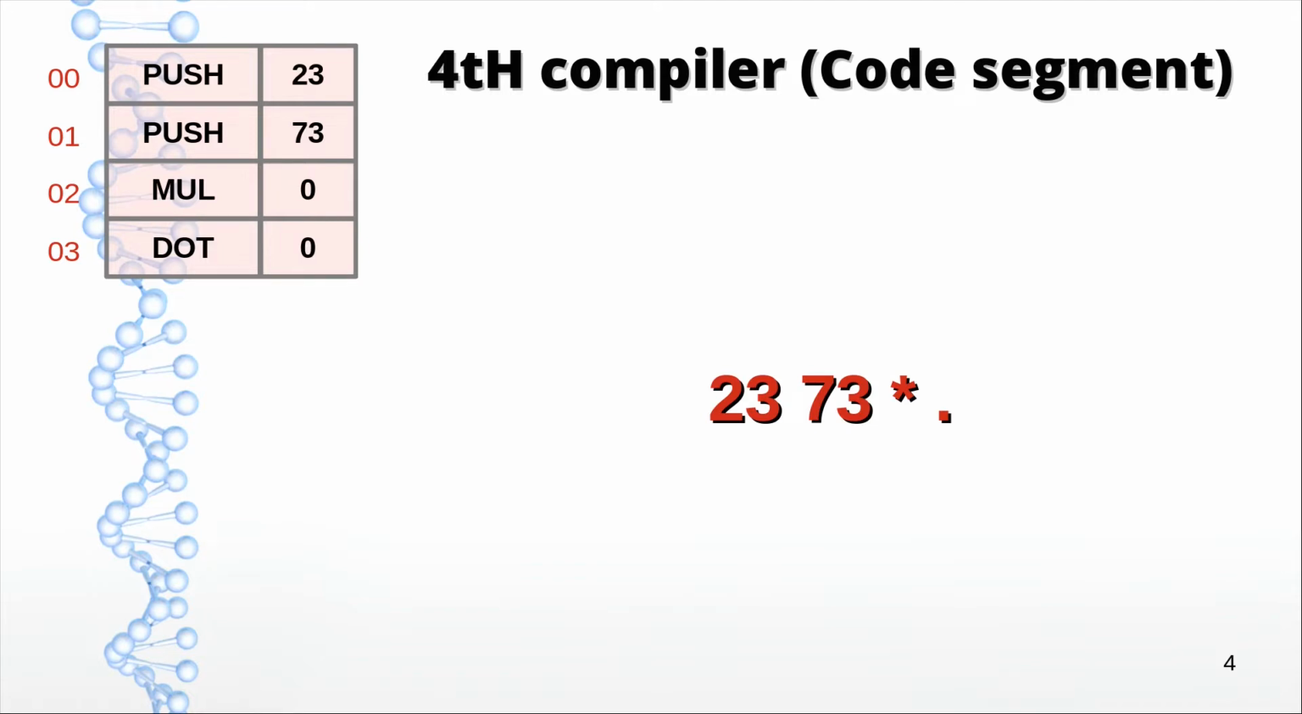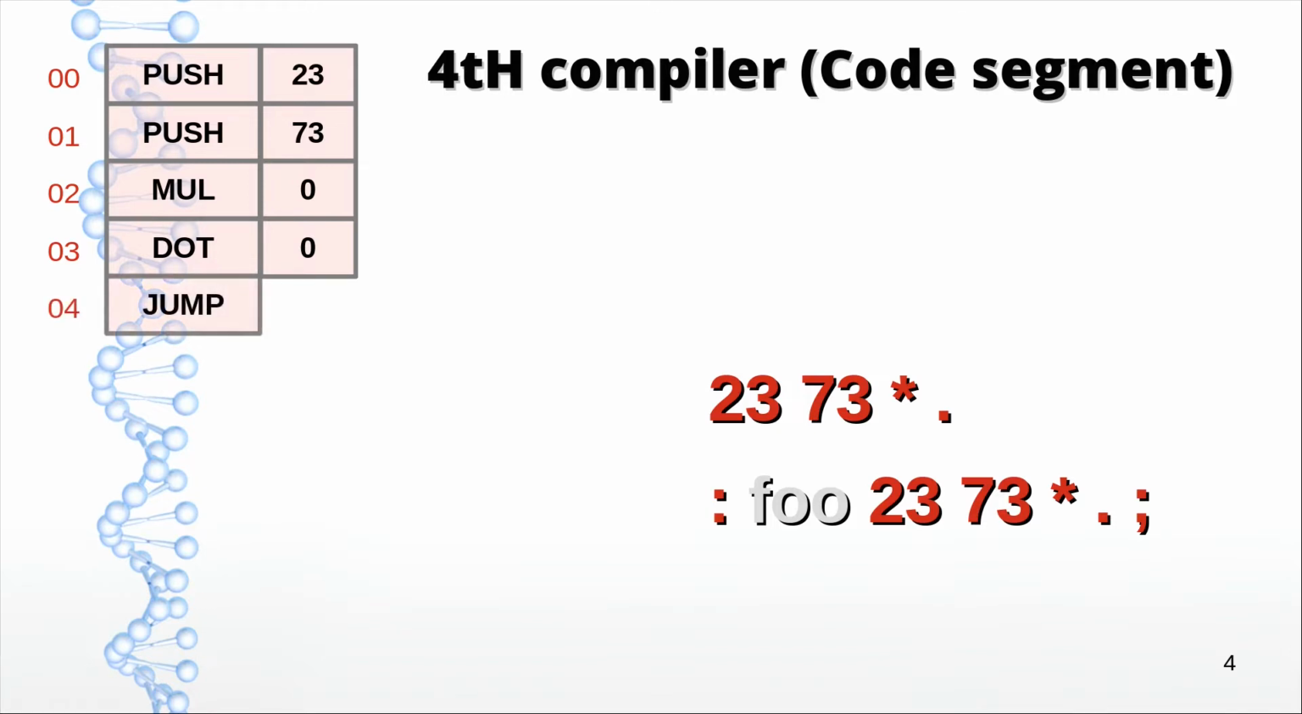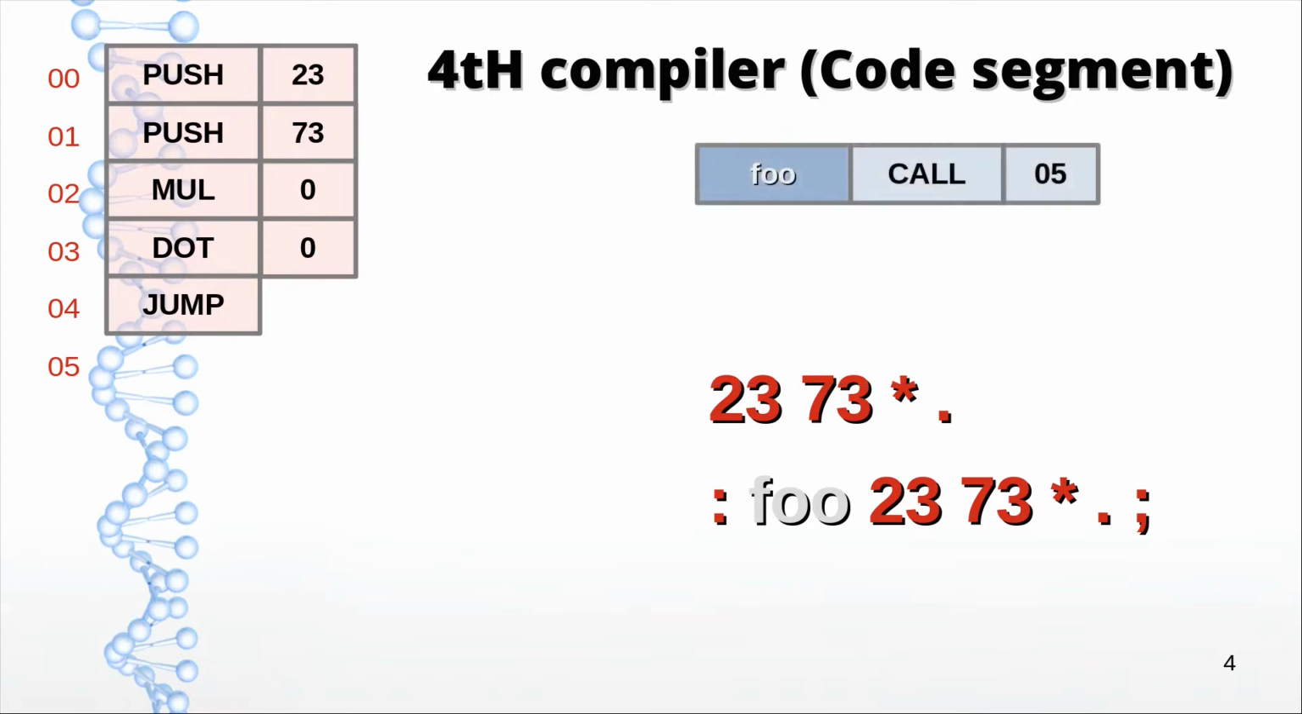But how does 4tH deal with definitions? How does it prevent the interpreter from interpreting the body of the definition? Well, it simply jumps over it. It compiles a jump instruction even though it has no idea where to jump to. We will fill that in later. We know, however, where the body starts. It's right after the jump instruction. So we can create a symbol table entry. After that, the code is compiled as usual.